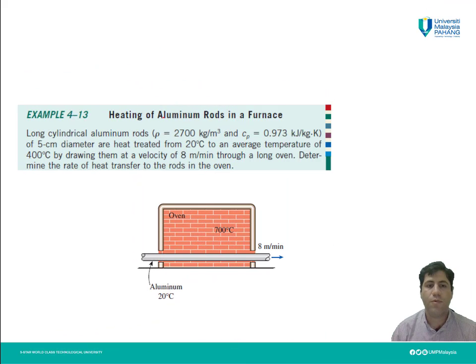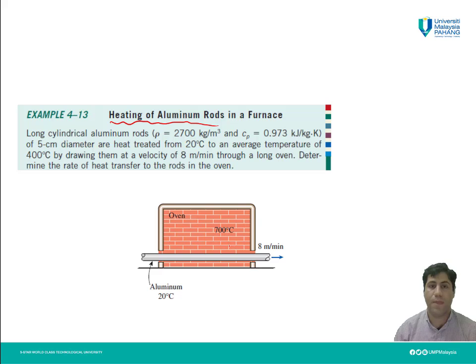In this example, we are going to see how we can use that specific heat concept for solid material, to understand how specific heat is effective on the heating of aluminum rods in a furnace. In other words, this is a general industrial operation. We are going to increase the temperature of aluminum rods in a furnace, which we can see in different industries.